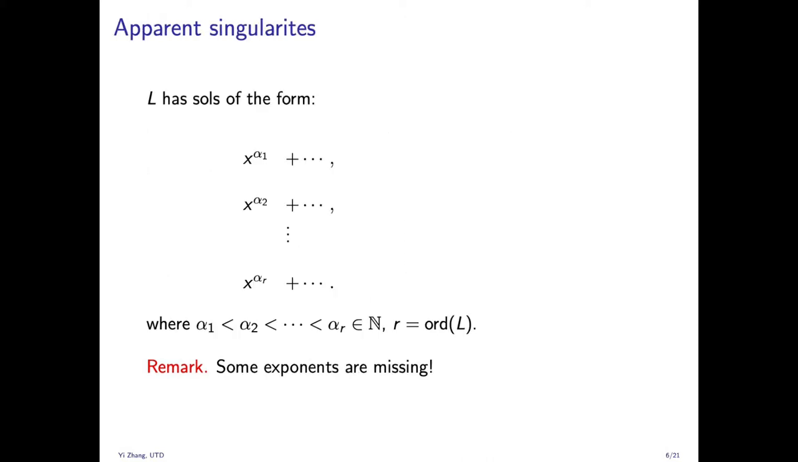Basically, we want to construct a differential operator M to remove the apparent singularity of L. So let's look at the shape of the formal power series solutions of L at an apparent singularity. The linearly independent formal power series solutions will have this shape. The initial components, if we list them from the minimal one to the larger one, are still order L linearly independent solutions, but they are not consecutive.